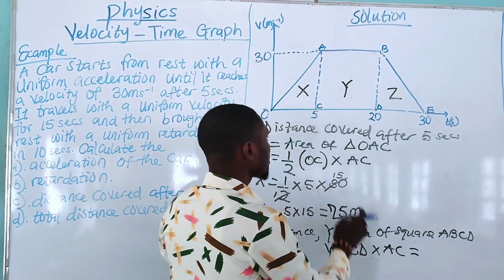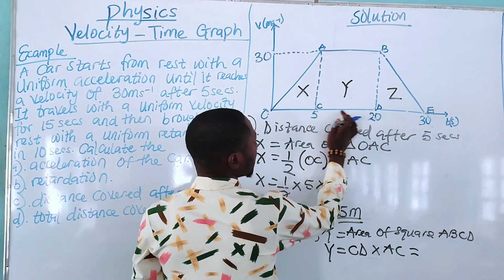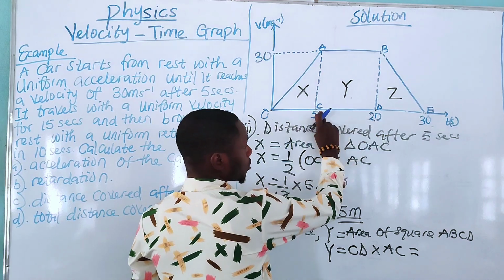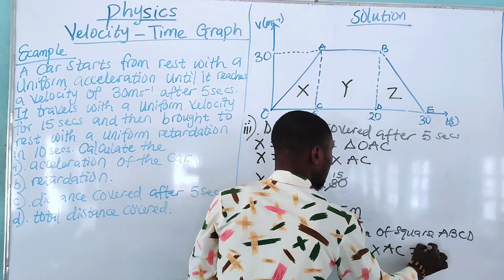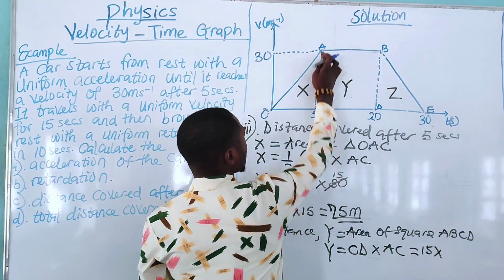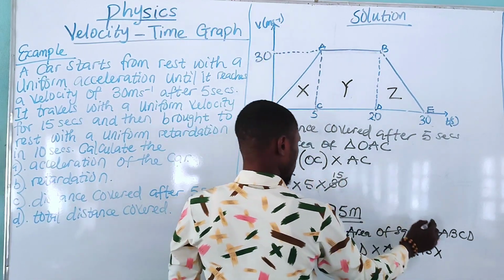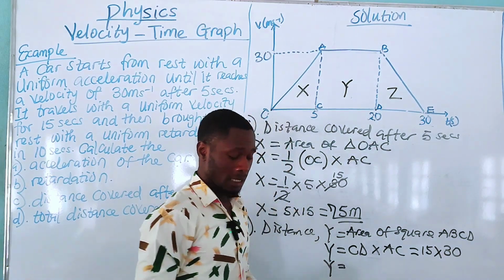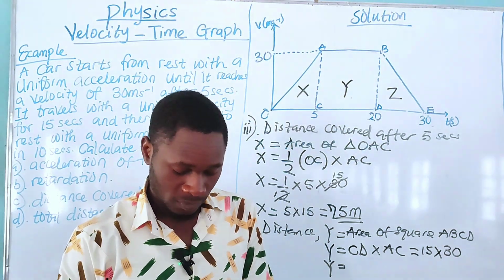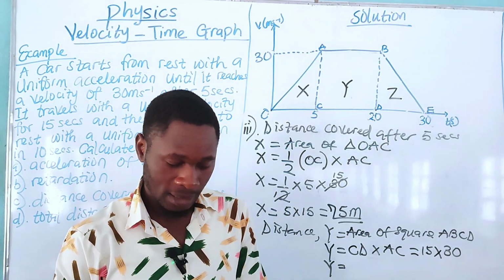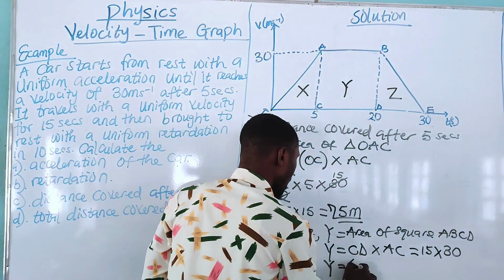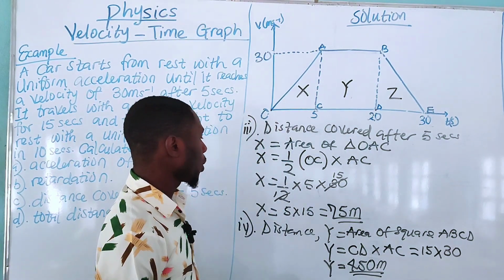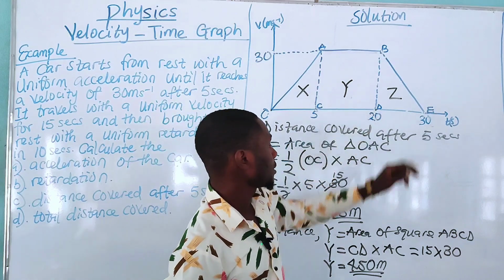Okay, so that will give us CD, which is the interval here, 20 minus 5, which is equal to 15. So CD here is 15 times our AC, which is 30. So our Y now becomes 15 times 30, which gives us 450 meters.